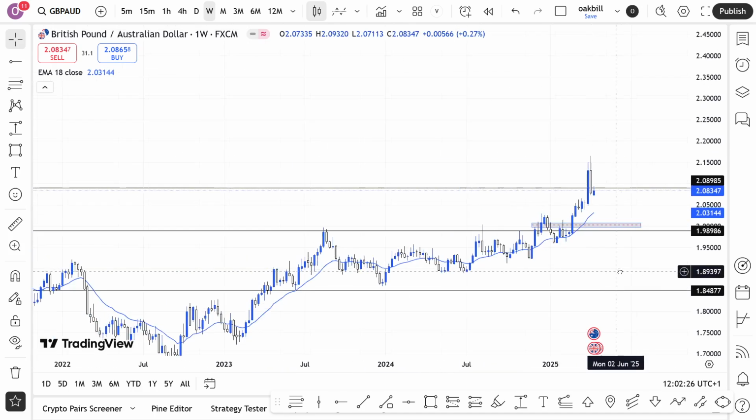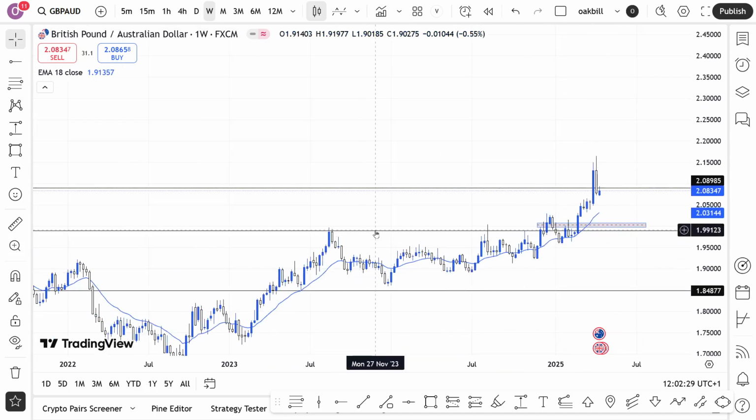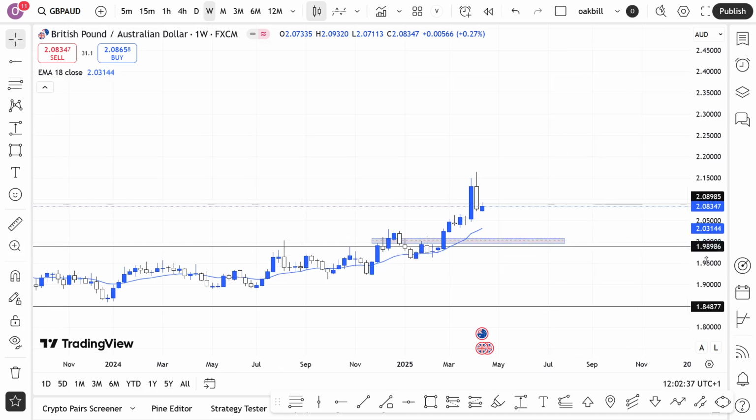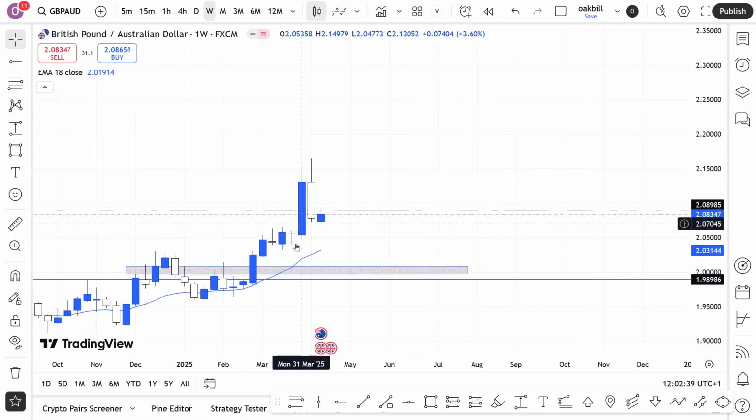So what are we expecting? Now we're expecting price to come back to this level. Once price comes to this level, we might be expecting to take this low, but we might not go that far this coming week. So this coming week, we're looking for this point for price to come back to.